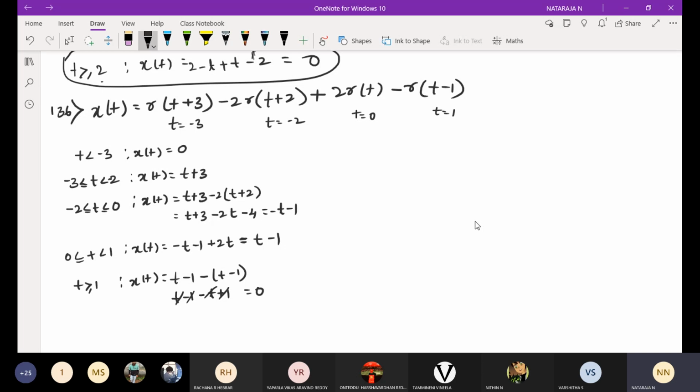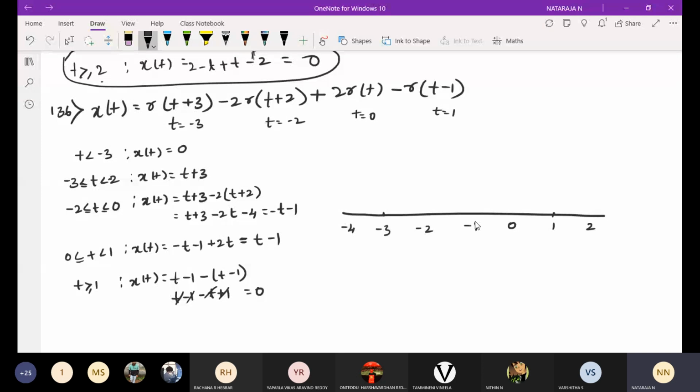Okay. Next, we need to sketch the signal for the given one. The signal starts from -3 and ends at +1. Before -3, it will be 0. After +1, it will be 0. So you have to sketch the signal: -3, -2, -1, 0, 1, 2. The signal starts at -3 and ends at +1.